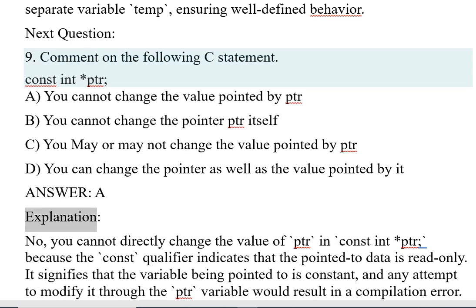Explanation. No, you cannot directly change the value of ptr in const int *ptr, because the const qualifier indicates that the pointed-to data is read-only. It signifies that the variable being pointed to is constant, and any attempt to modify it through the ptr variable would result in a compilation error.